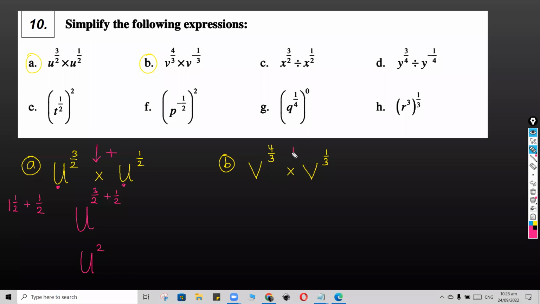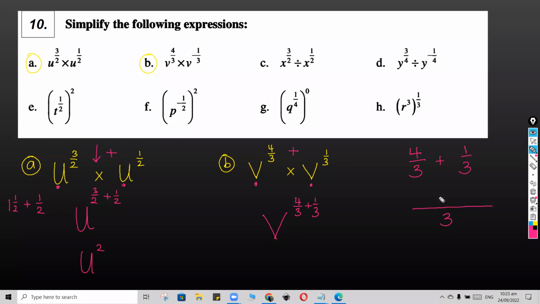This one is almost the same thing. It's multiply, the bases are the same, so you're going to add the powers. 4 on 3 plus 1/3. Now, I'm just showing you how to add fractions, just in case, to refresh your memory. If you have 4 on 3, and we are adding 1/3, the LCM here is what?